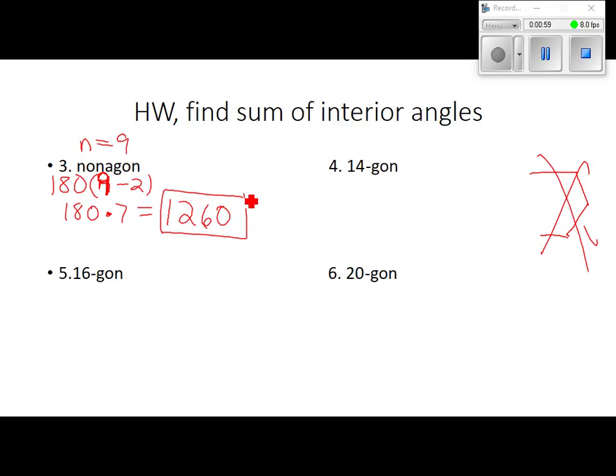That's all you're doing to find the sum of the interior angles. So any 9-sided shape in the world, what's the sum of all 9 interior angles? 1,260.